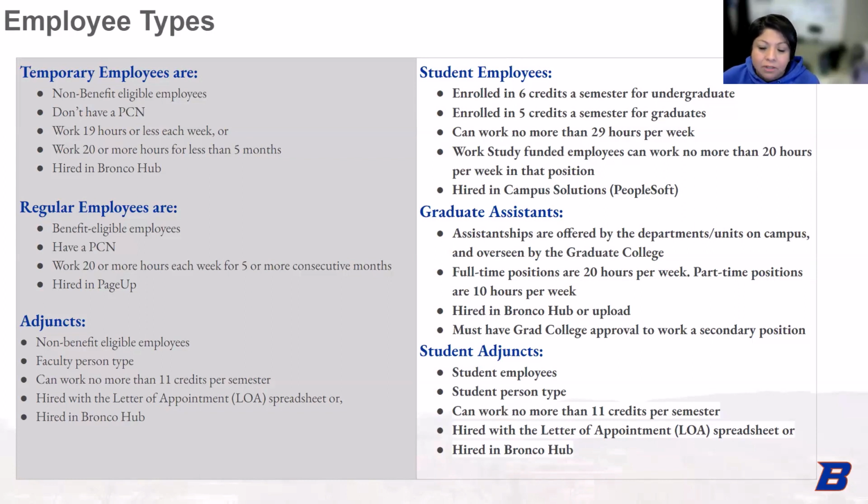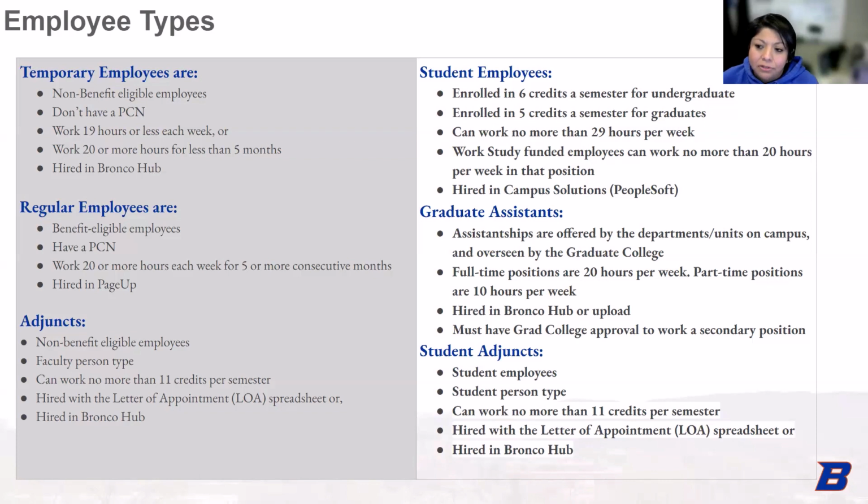Full-time positions are 20 hours per week and 10 hours for part-time. These are hired through Bronco Hub, and either Bronco Hub or an upload that is submitted to the Grad College. Any employee who's in an active assistantship must have Graduate College approval to work a secondary position.